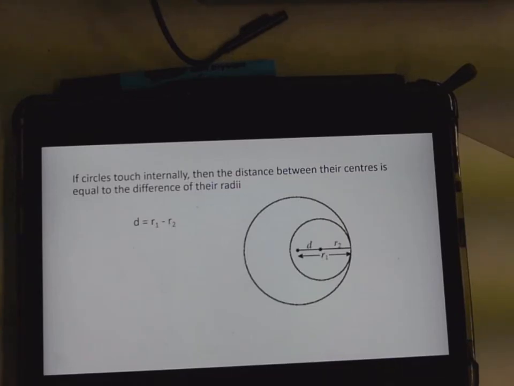And remember, touch means they hit at one point only. So if you see that word touch in a question, it means one point only. So if it touches a line, that means the line is a tangent. Okay.